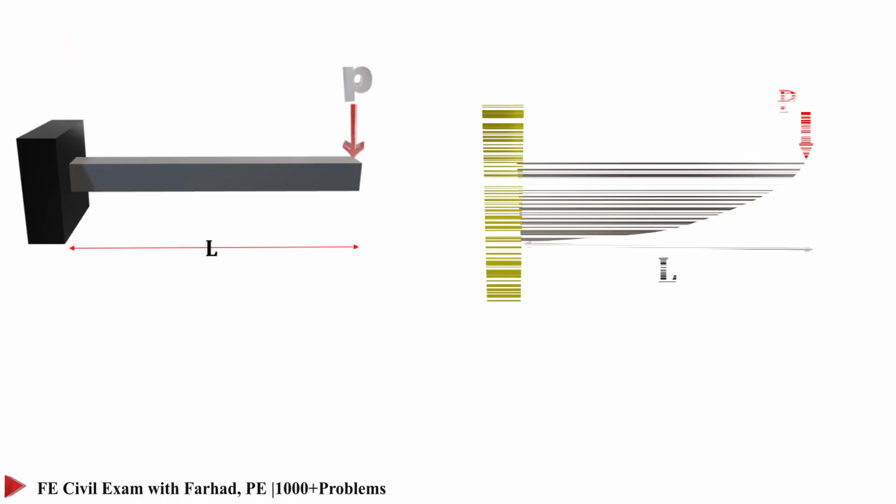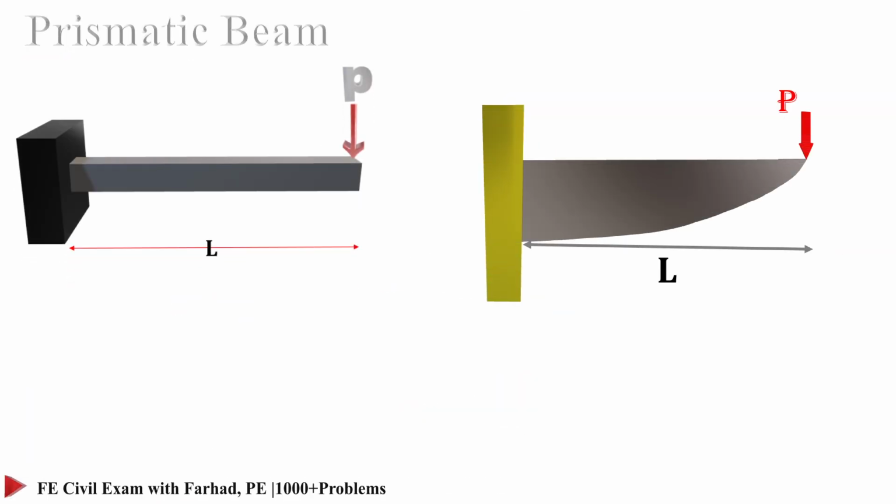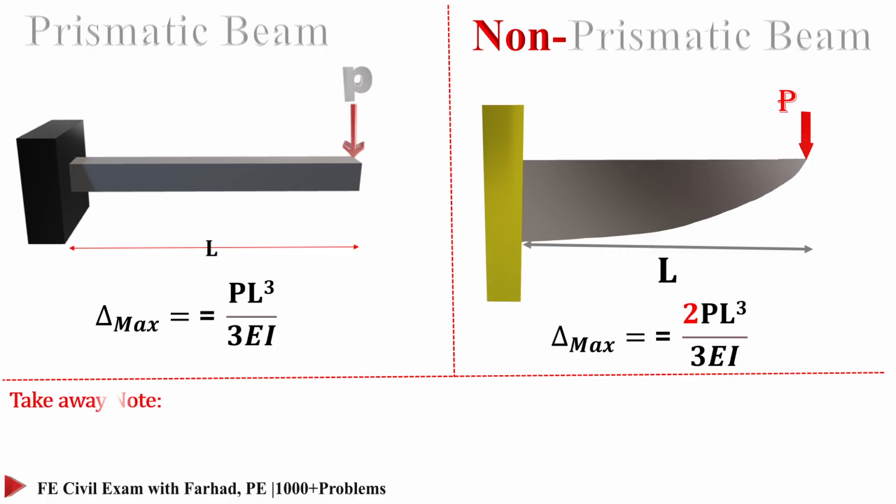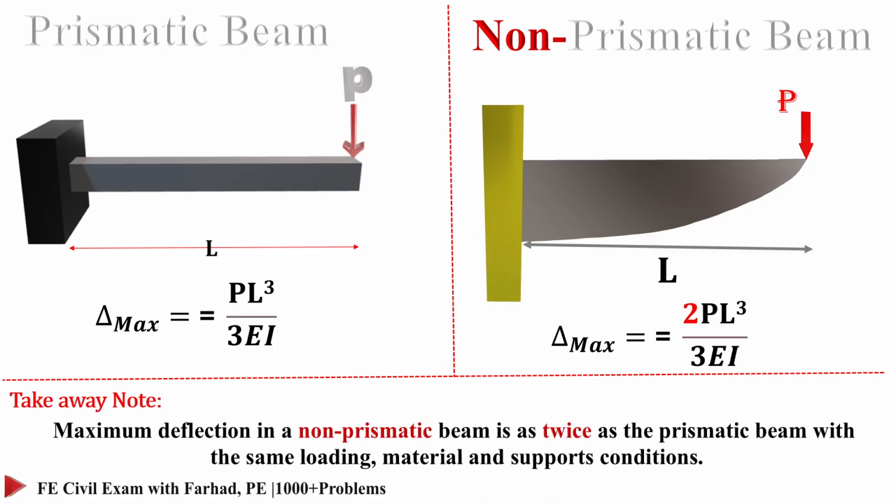And the interesting part is when you make a comparison of a prismatic beam with the same loading and the same support conditions versus a non-prismatic beam. Delta maximum for the prismatic beam is P L cubed over 3 E I. We can easily find that in the reference books. And for the non-prismatic one we calculated 2 P L cubed over 3 E I. The takeaway note is that the maximum deflection in a non-prismatic beam is twice that of the prismatic beam with the same loading, materials and support conditions.